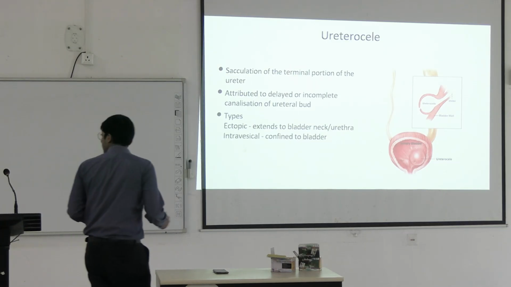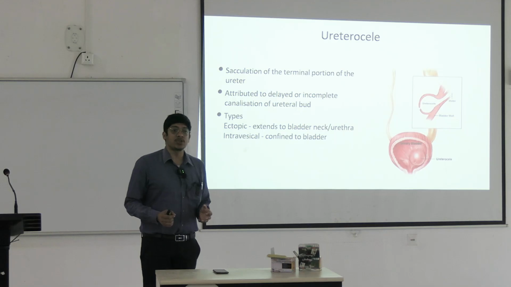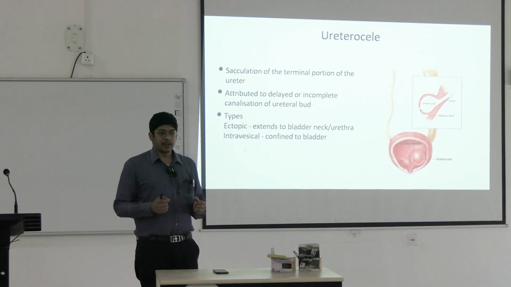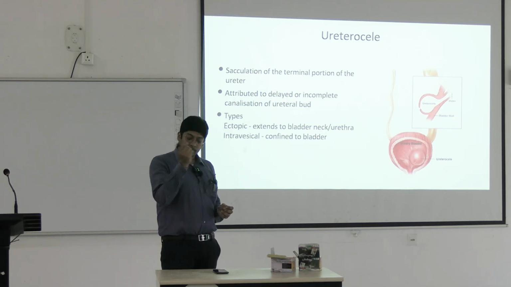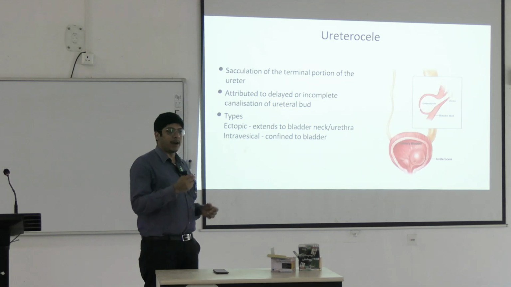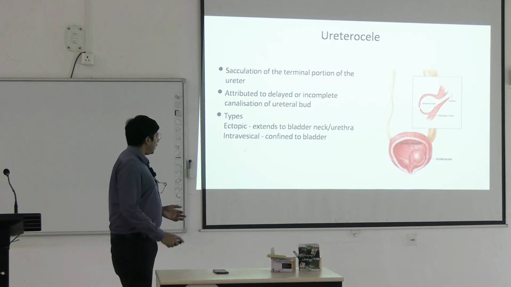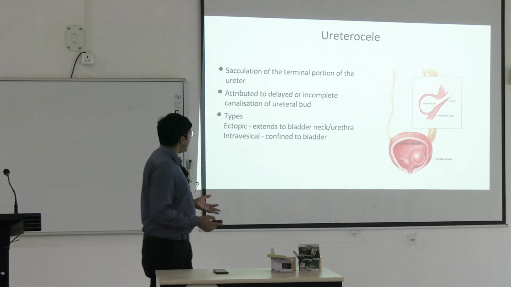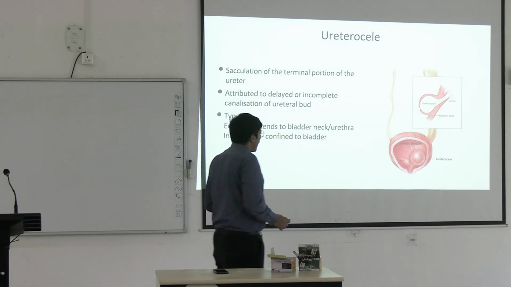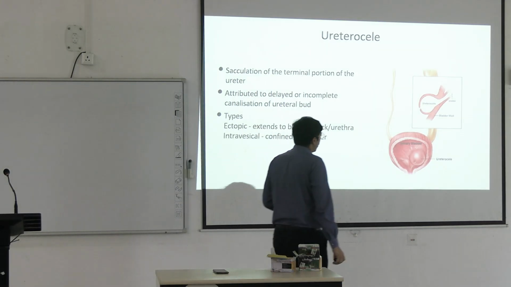So there is incomplete or delayed or improper canalization of the lowermost end of the ureteric bud, the structure which opens into the cloaca, which arises from the mesonephric bud which opens into the cloaca. So this improper canalization leads to a cystic dilatation of the lower end.